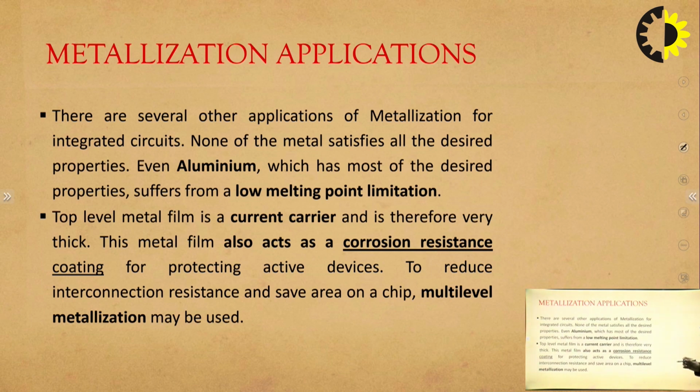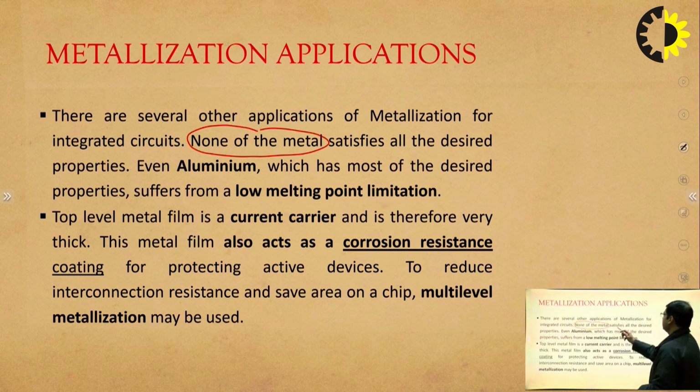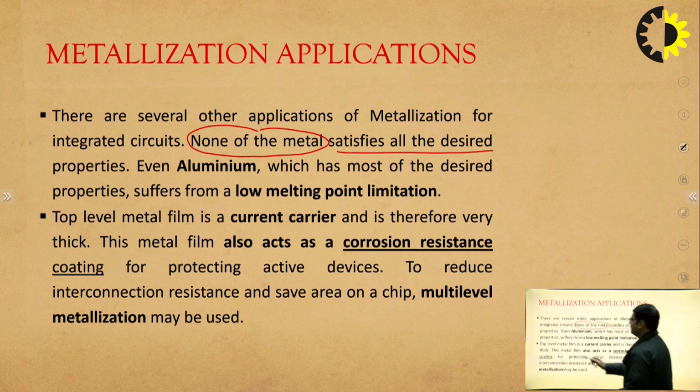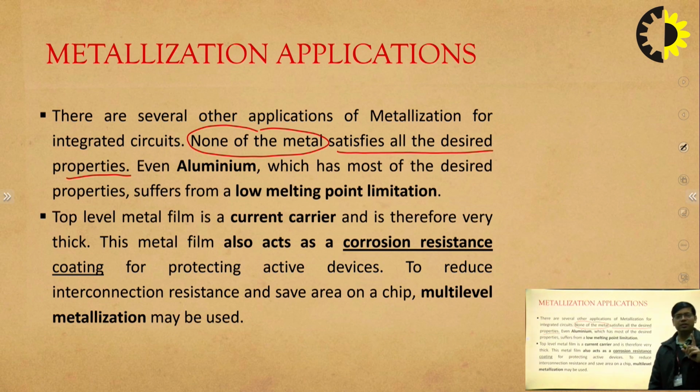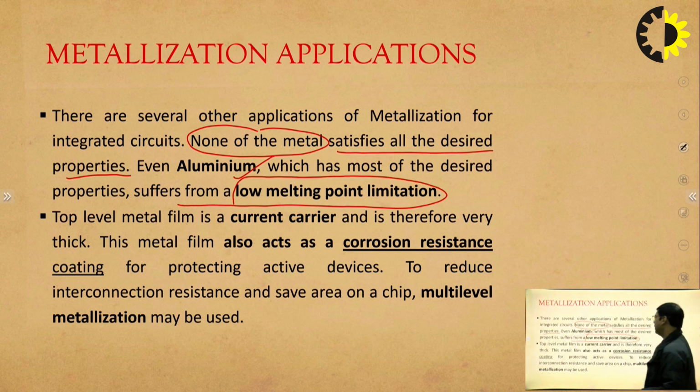Okay, now let us sum up the metallization applications. There are several other applications of metallization for ICs, and it is important to note that none of the metals satisfies all the desired properties. Preferably we use polysilicon and aluminium for metallization. Even aluminium suffers from the drawback of a low melting point.